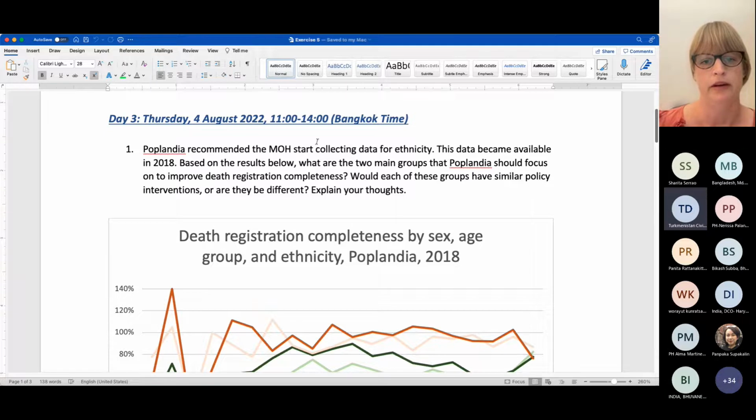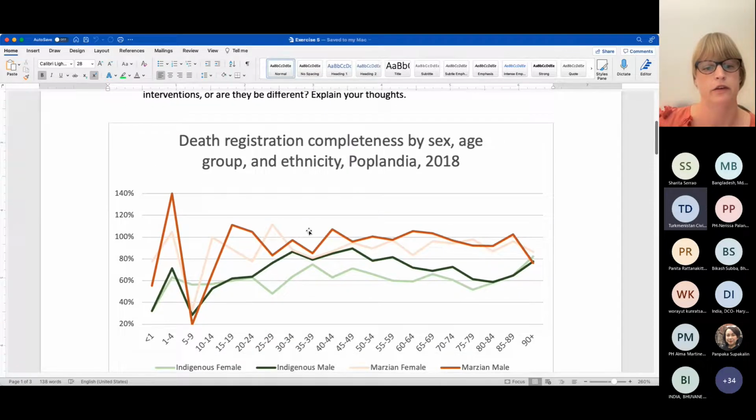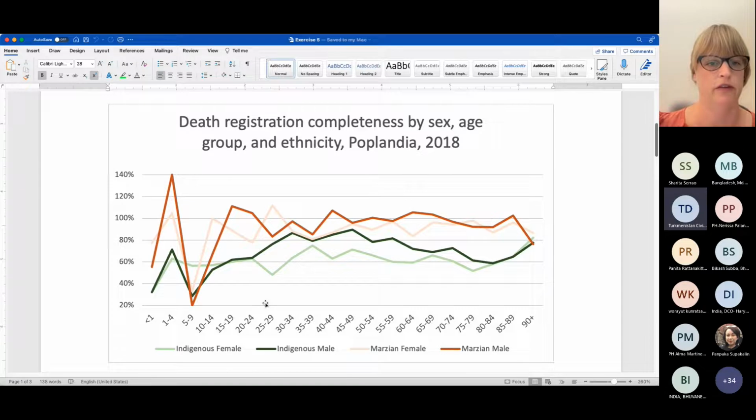Poplandia recommended the Ministry of Health start collecting data for ethnicity. This data became available in 2018. Based on the results below, what are the two main groups that Poplandia should focus on to improve death registration completeness? Would each of these groups have similar policy interventions, or are they different? Explain your thoughts. And so here's the figure below, and it should look familiar, similar to what we just saw in the PowerPoint slides. So have a look at this and have a think.